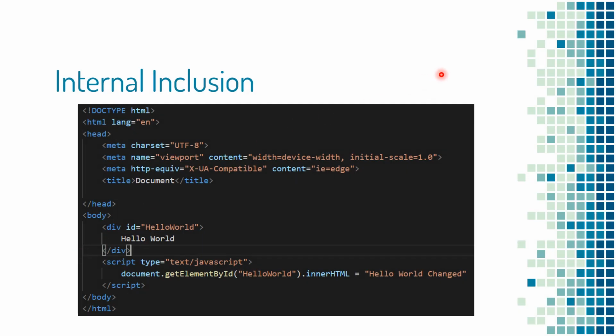So for the internal inclusion, as I said, we type our code within the script tag. The script tag has one parameter, which is the type, which decides what kind of scripting you are using. Back in the day, there were many scripting languages. One of them was VBScript. You would use the same tag with a different type than JavaScript.